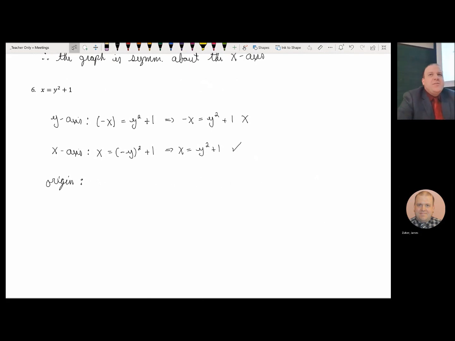Right, so we should already know it's not going to be symmetric about the origin, right? So let's just check it. Yep. So we get negative x is y squared plus 1, which is not the same, so it's not symmetric about the origin.